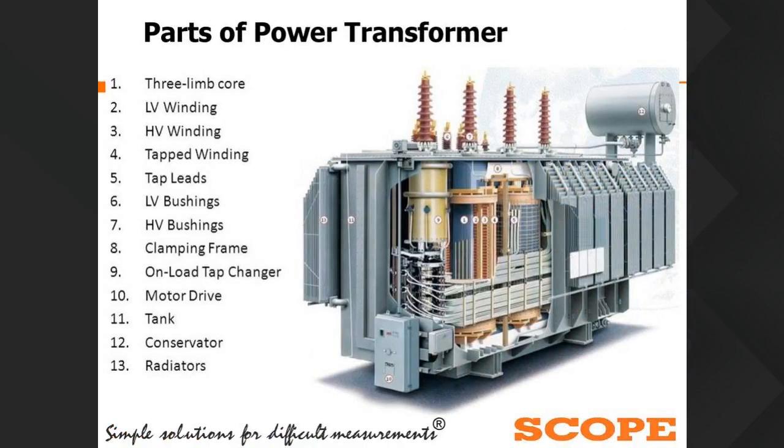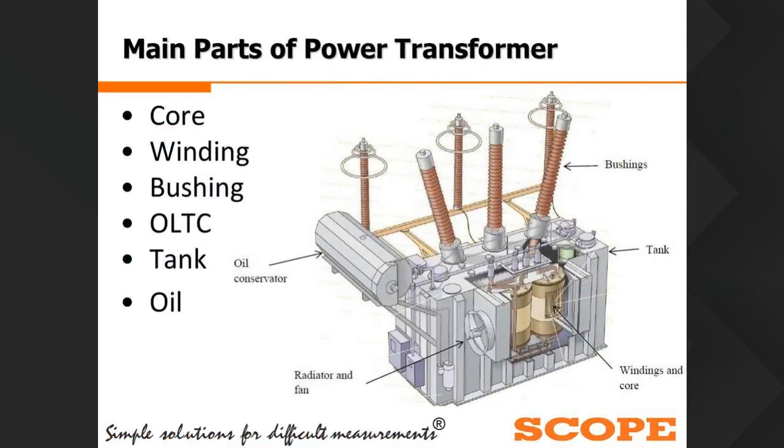So we will just brief about the parts of the transformers. Basically, the main parts that we can say: core, winding, then OLTC, motor drive, tank, conservator, radiators, bushings, clamping frames, then tap leads. So these are all the parts, and everyone is aware of the importance of each and every part. So we will just focus on the main parts of the power transformer, that is core.